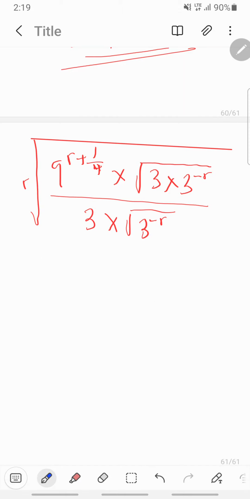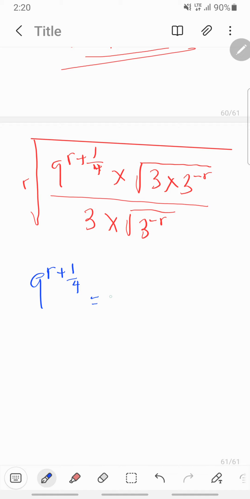Good day, everyone. This is another challenge on indices and exponentials. For simplicity, I will unpack some of these terms in this question. Like the first one that we have, 9 to the power of r plus 1 over 4.